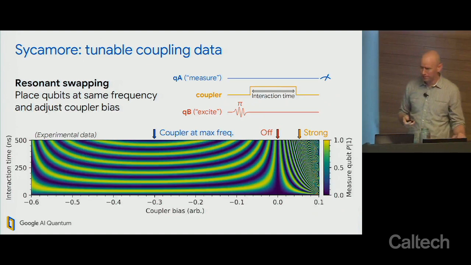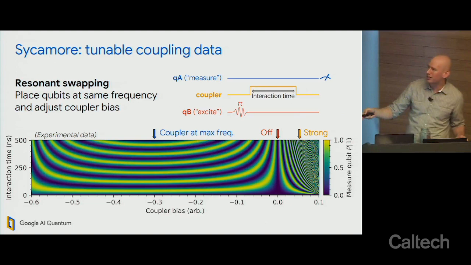Here's an example of some data. So this is resonant swapping data. We have two qubits that are at the same frequency. And here's what we're going to do. We're going to excite one qubit with this pi pulse. And then we're going to have them interact over time. That's the vertical axis of this plot. Sorry, I think that's a little cut off there.